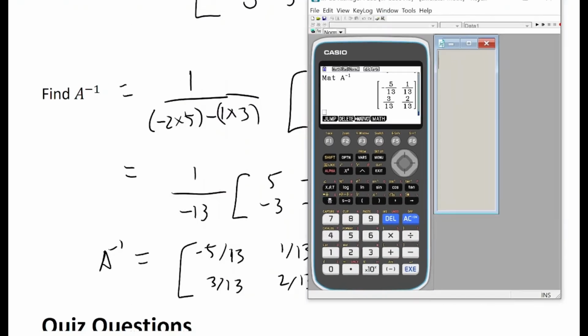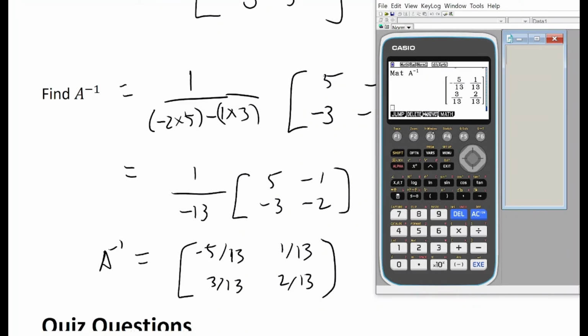And if you want to do that on a Casio, we can just double check that. So you would go matrix to enter the matrix. You would enter it exactly as we've entered it here. You'd then exit out. You'd go shift, matrix, alpha A, to the power of negative 1. And that will give you the inverse on a Casio. There you go.